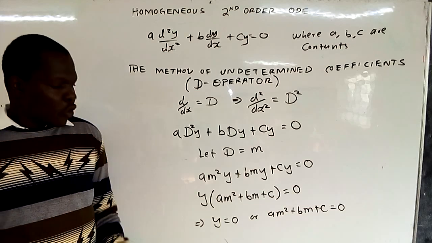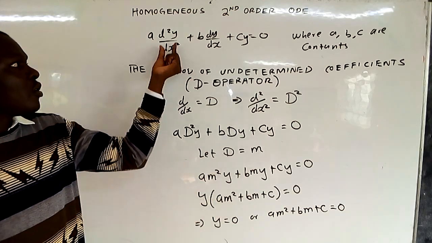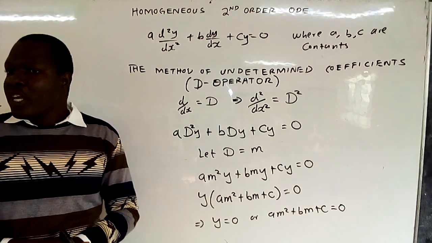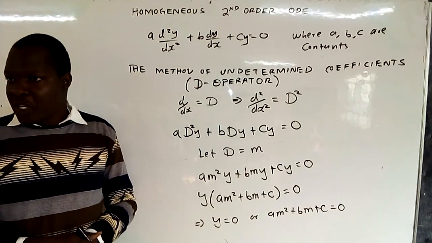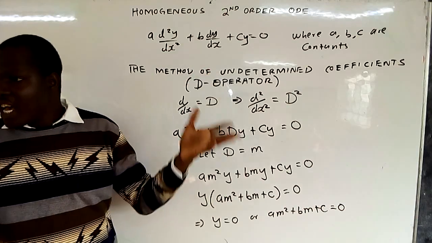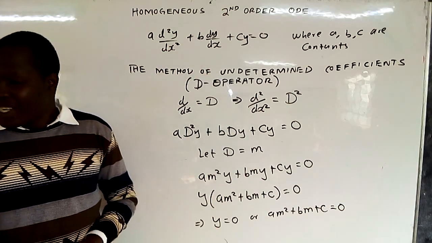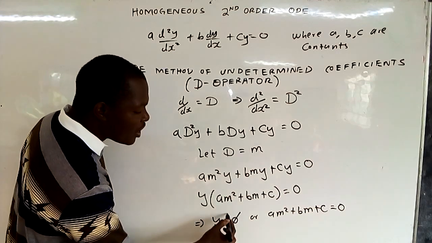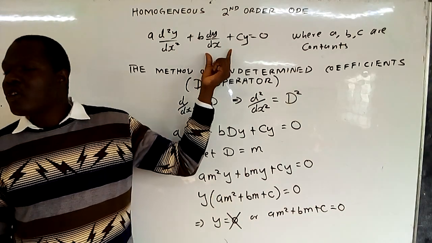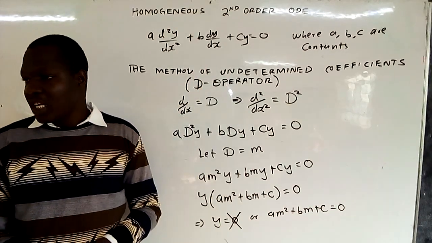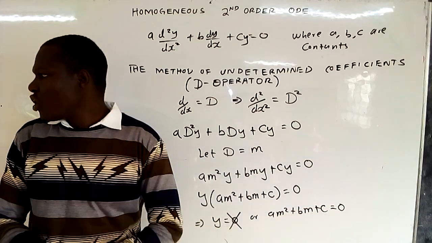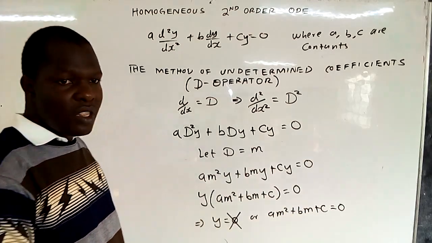When y is equal to 0, it means this homogeneous second order ODE does not exist. When y is 0, the second order homogeneous ordinary differential equation is undefined, it doesn't exist. So we are remaining with a m squared plus b m plus c equal to 0.